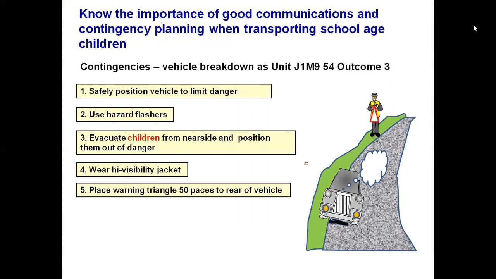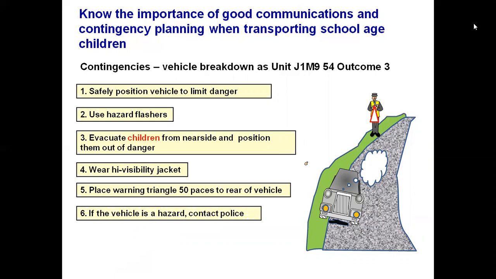place a warning triangle 50 paces to the rear of the vehicle, but never on a motorway. You could only place your triangle out should you have an assistant with you. If you haven't got an assistant, you would need to stay with the children. If your vehicle is in a hazardous situation, contact the police so they can do traffic management and warn other motorists. Protect and reassure your passengers.